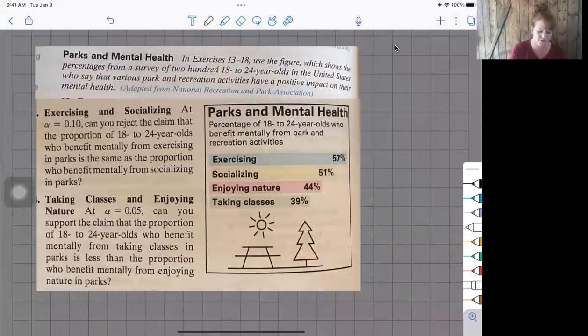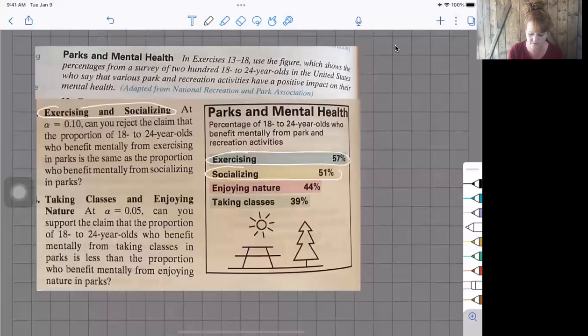Here's our first problem. We're going to do this top one about exercising and socializing. So alpha is going to be 0.10. They want to know if you can reject the claim that the proportion of 18 to 24-year-olds who benefit from exercising is the same as those who benefit from socializing. So we have this chart over here. It says that for exercising, 57% of people benefit, and then 51% for socializing. And we want to know if that's statistically the same.